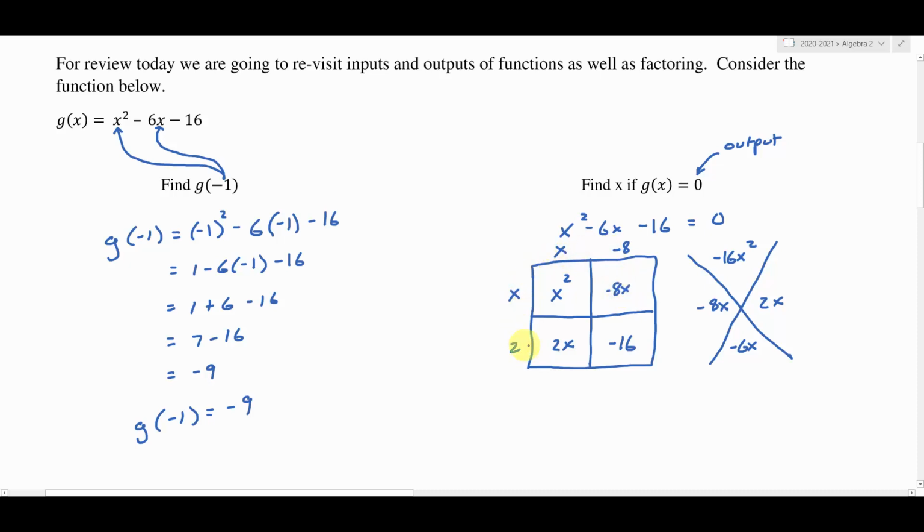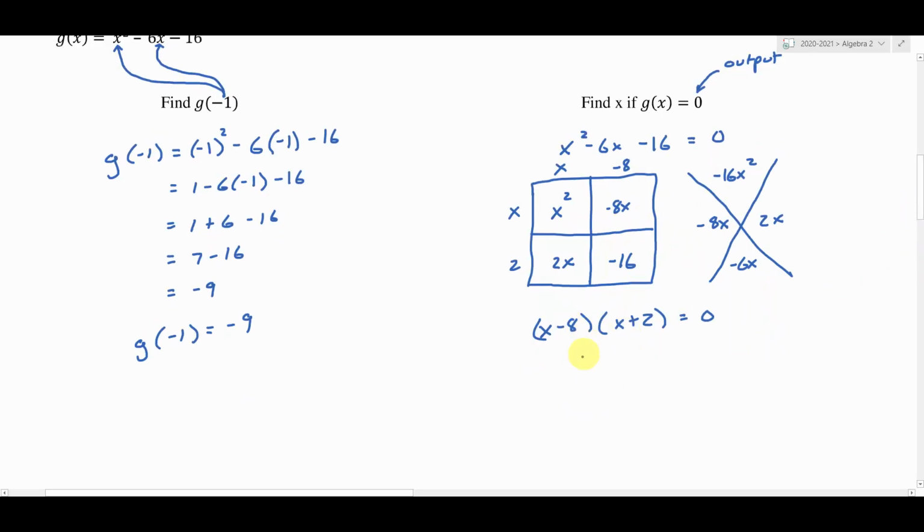Now we can see our two factors. So we're going to have x minus 8 and x plus 2 equals 0. Right? So this is equivalent to what we started with. And now that we're in this form, this should be really easy to solve. If I take x minus 8 and set it equal to 0, we'll find that x equals positive 8. This is using the zero product property.